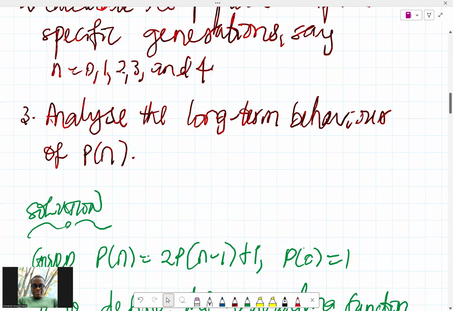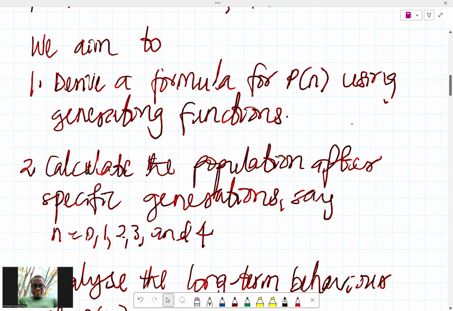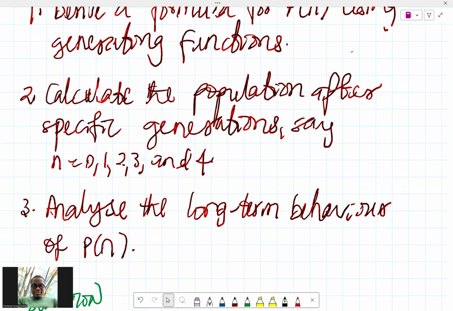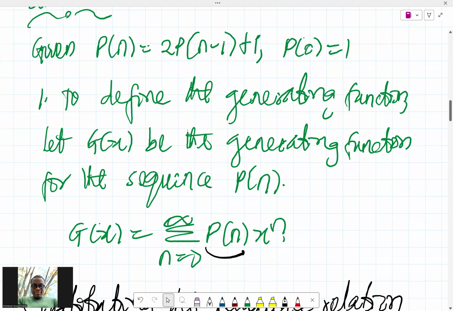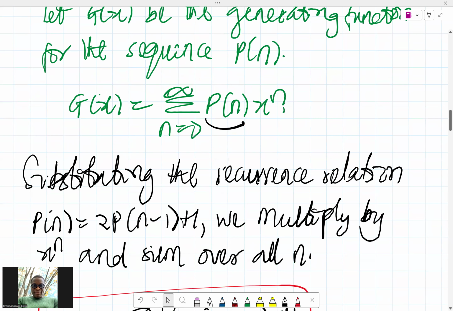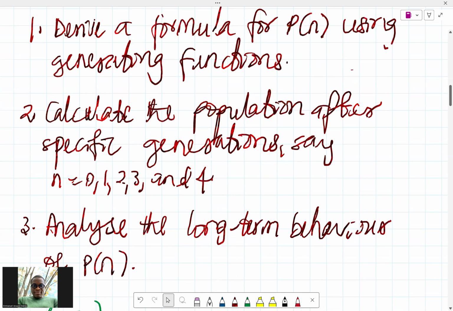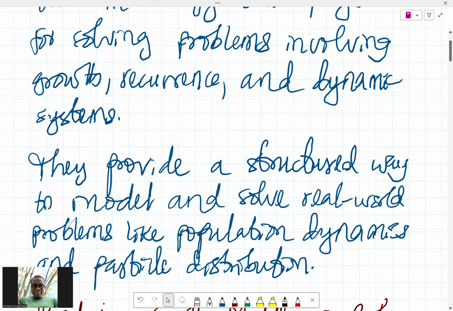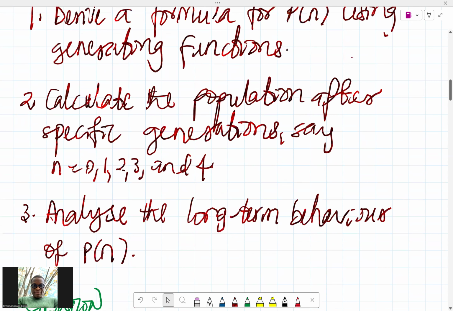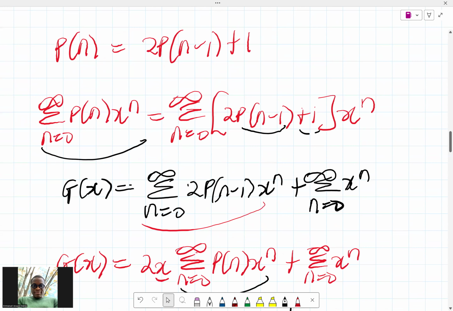The second part says to calculate the population after specific generations, say n equals 0 and all of that. Okay. I mean, the coefficients of x^n are very instructive in this case. The coefficient of x^n gives Pn, okay? Because we need to calculate the Pns, right? The second part is to calculate the population after specific generations, okay?